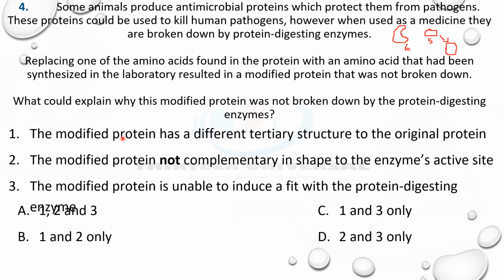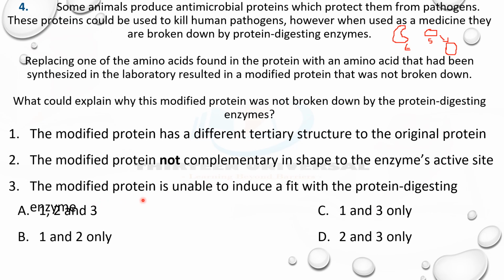They now said, what could explain why this modified protein was not broken down by protein digestive enzymes? Number one says the modified protein has a different tertiary structure to the original protein. Yes, you can see that the shape has changed from here to here. One is correct, you're no longer fitting. Number two says the modified protein is not complementary in shape to the enzyme's active site. Can you see? This is no longer complementary. Two is correct.